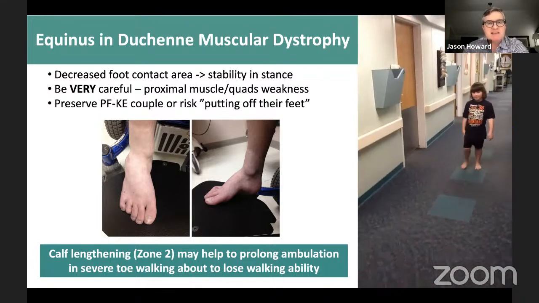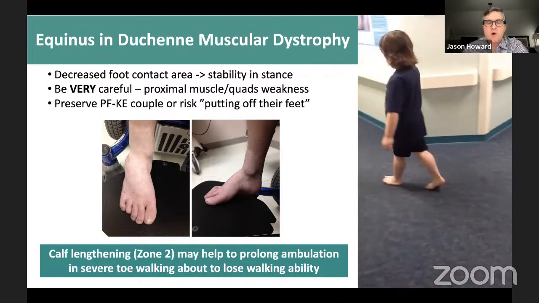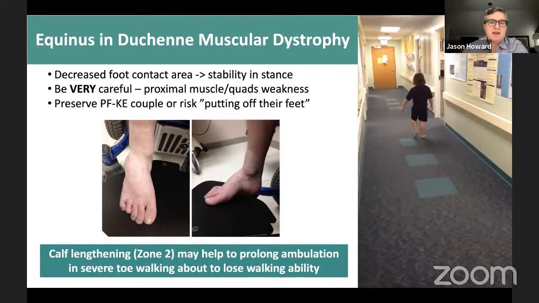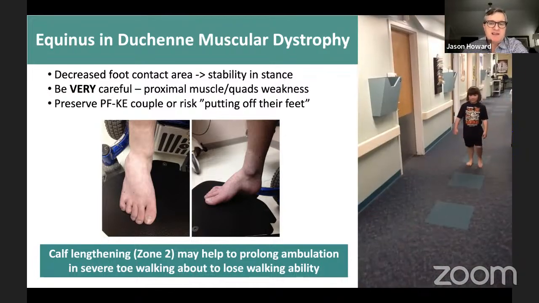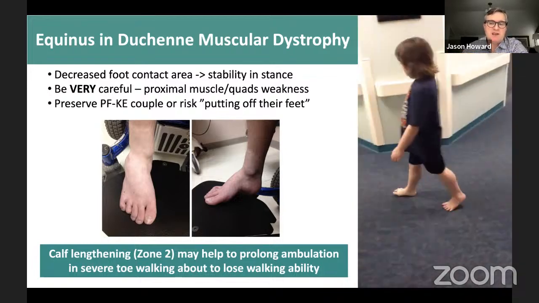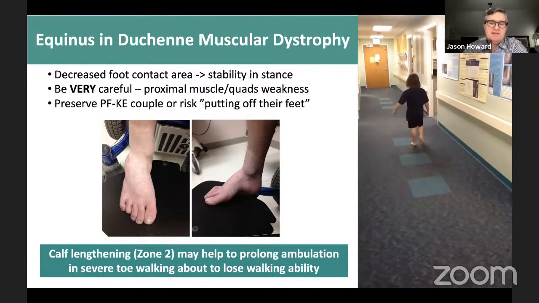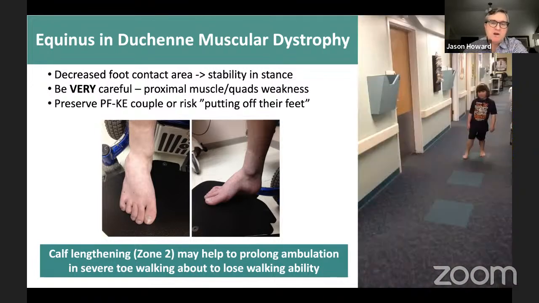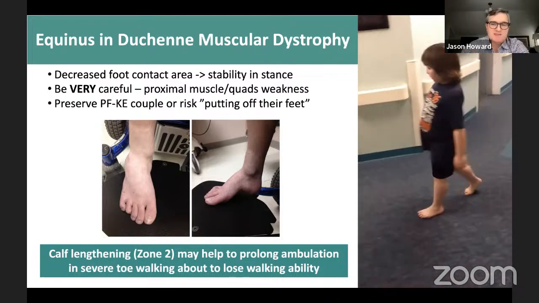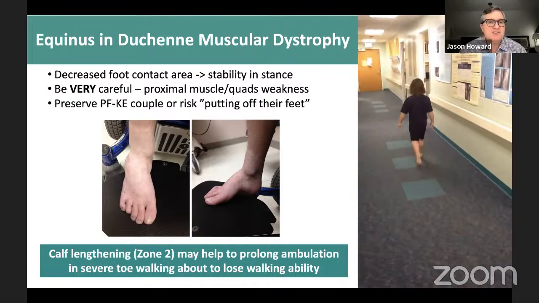That's the kid that occasionally you can prolong their walking by another year to a year and a half by doing a well-dosed calf lengthening typically in zone 2. But you have to be very careful, and you just want to get them to about -5 degrees of plantar flexion. You don't want to get them into dorsiflexion at all, or else they'll just go into crouch and stop walking. So that's just a note of caution there.